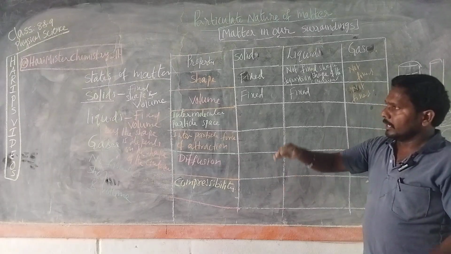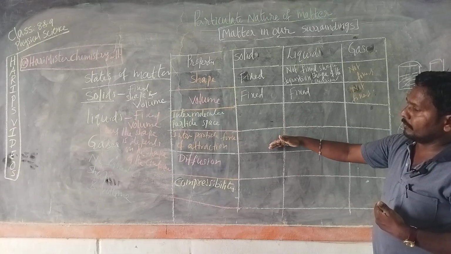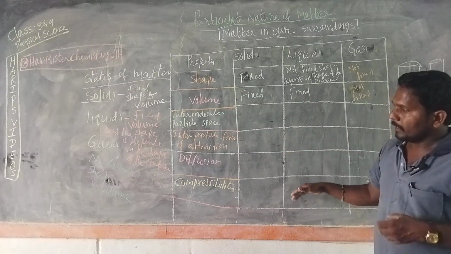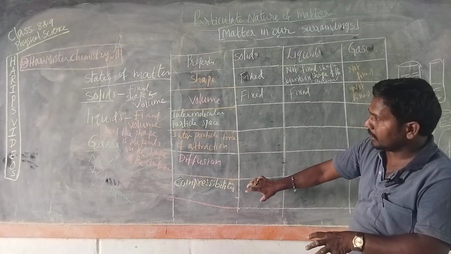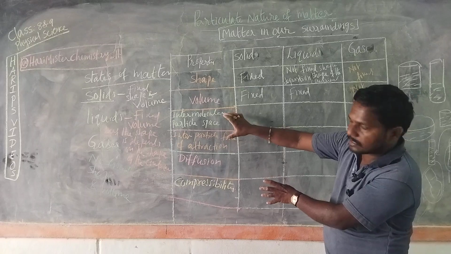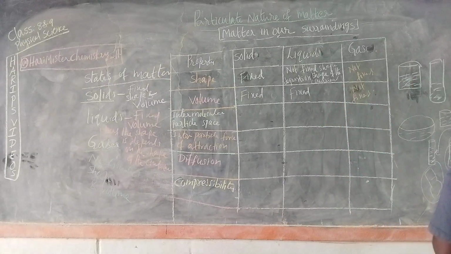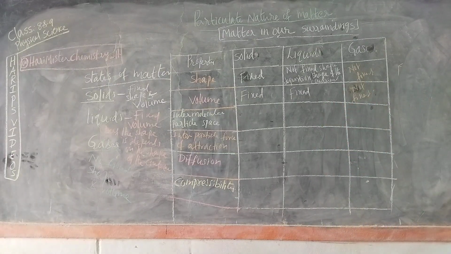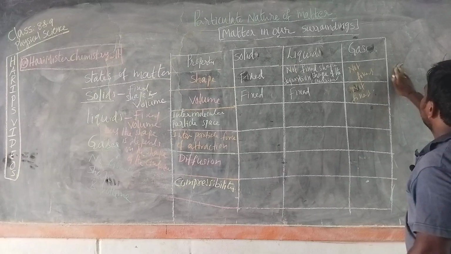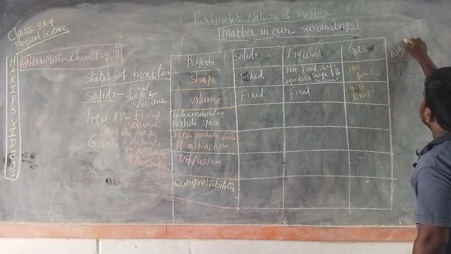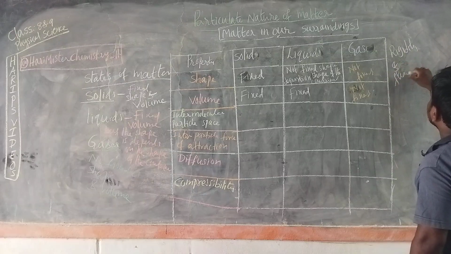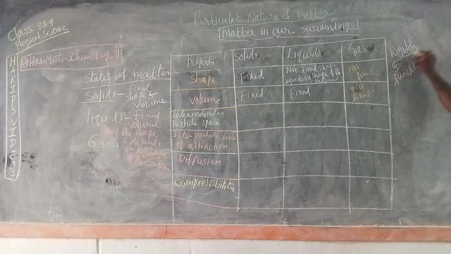Next class we will discuss interparticle space, interparticle force of attraction, diffusion, and compressibility. For understanding diffusion and compressibility, we need to understand interparticle space and interparticle force of attraction. Now I will explain two more properties: rigidity and fluidity. Rigid means they cannot flow, they cannot move themselves. Then fluidity, whether they can flow or not.